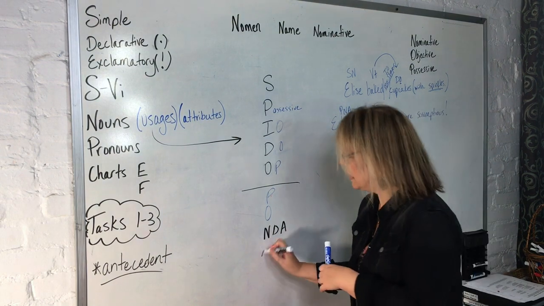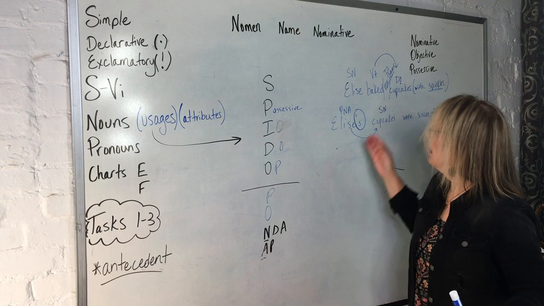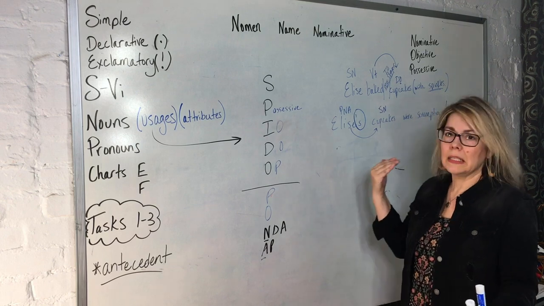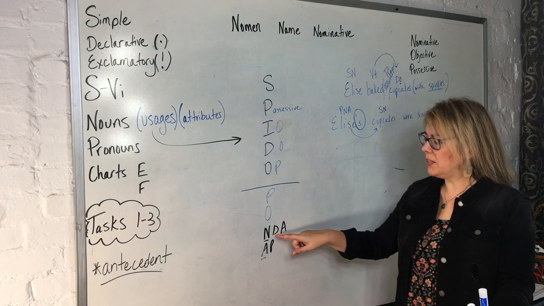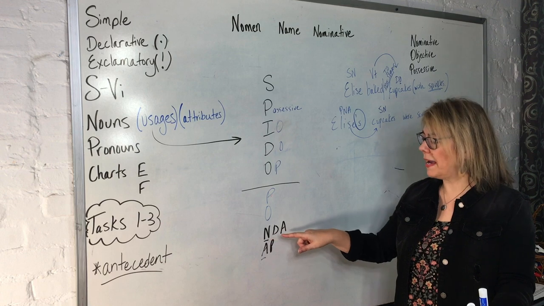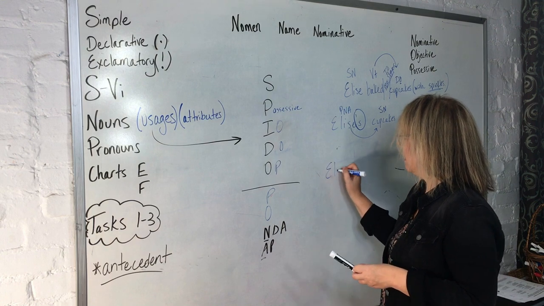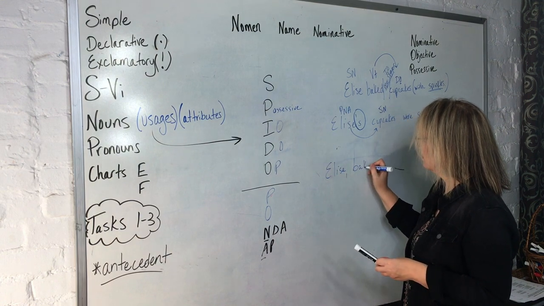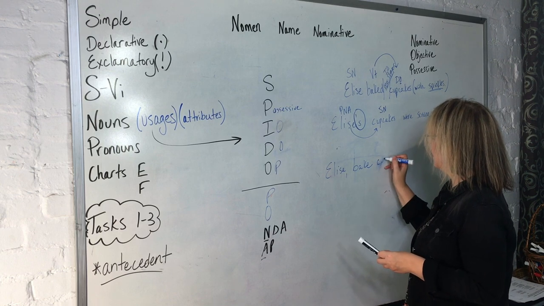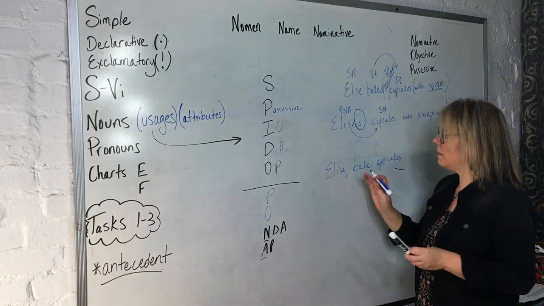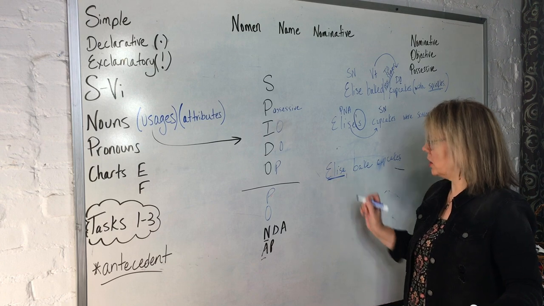And then appositives. This was really easy to teach in class, because if I said to Elise, comma, bake cupcakes, am I directly addressing a name? Am I directly addressing a noun? Yes, I'm talking to Elise. And I say, Elise, bake cupcakes. Okay, Elise, bake cupcakes. So here I'm directly addressing her.